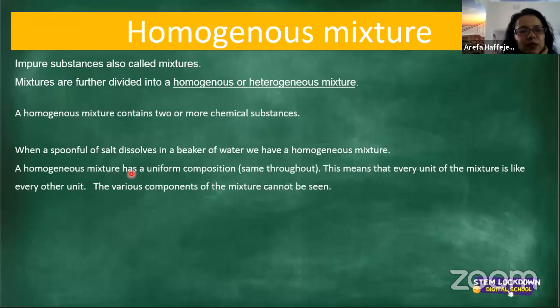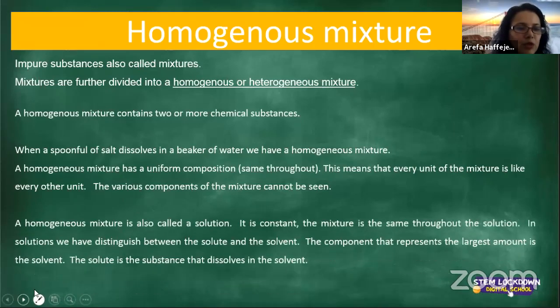When a spoonful of salt dissolves into a beaker of water, we have a homogeneous mixture. A homogeneous mixture has a uniform composition throughout. Uniform composition means that it is the same throughout the mixture. Every unit of the mixture is like every other unit, and the various components of these mixtures cannot be seen. If you dissolve salt in water or sugar in water, you cannot see the sugar anymore because it has dissolved completely.